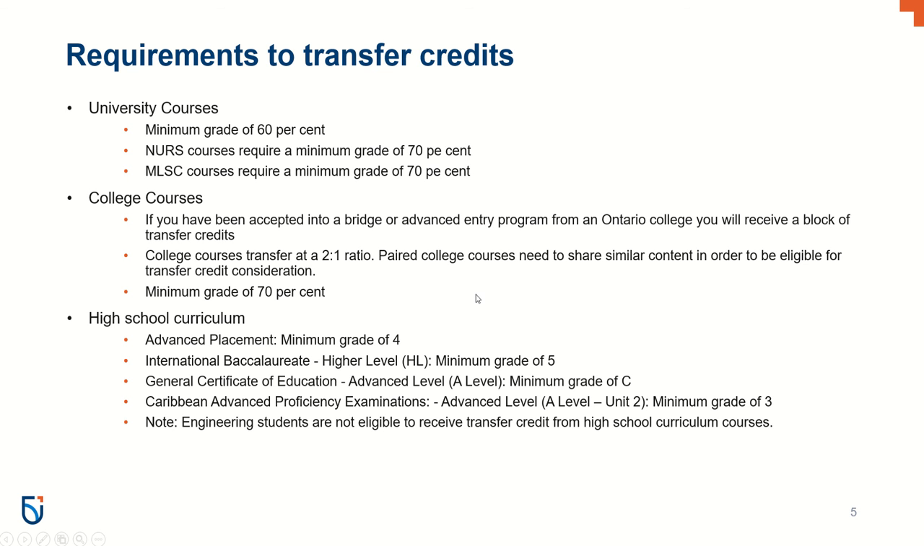For college courses, if you've been accepted into a bridge or an advanced entry program, then you actually receive a block of transfer credit in recognition of your diploma studies. If you're just looking to transfer courses to one of the degree programs, then we transfer college courses at a 2-to-1 ratio. Paired courses need to share similar content in order to be eligible for transfer credit. Each course needs a minimum 70% grade in order to be eligible.